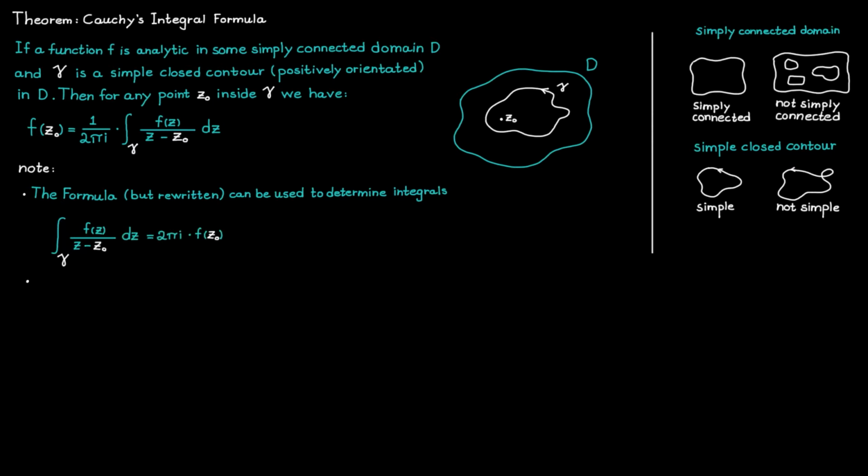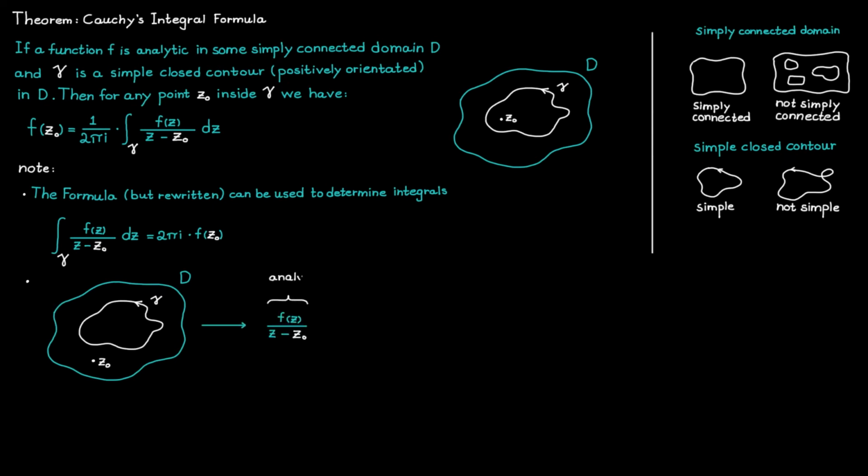The next thing to note is that if a point c0 would be outside instead of inside of gamma, then this expression here would be analytic on and inside of gamma, since we have removed the point c0, which is the only singularity for this expression. So the integral of this expression along gamma would be equal to 0 by Cauchy's integral theorem. So the main difference between these two theorems, Cauchy's integral theorem and Cauchy's integral formula, is that we have to use Cauchy's integral formula when we're dealing with a singularity.